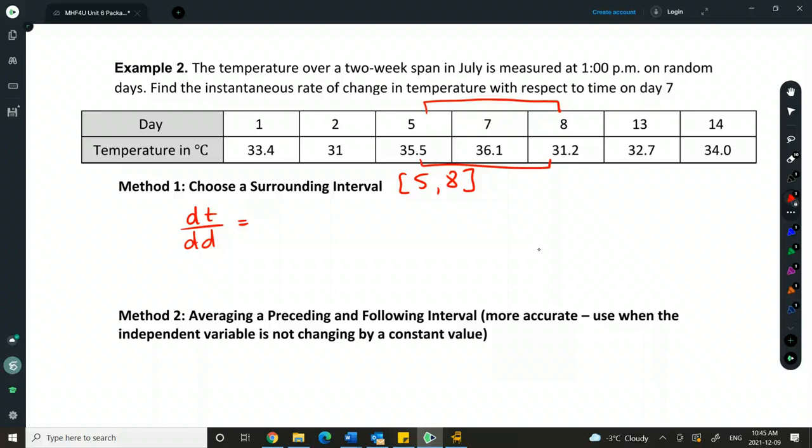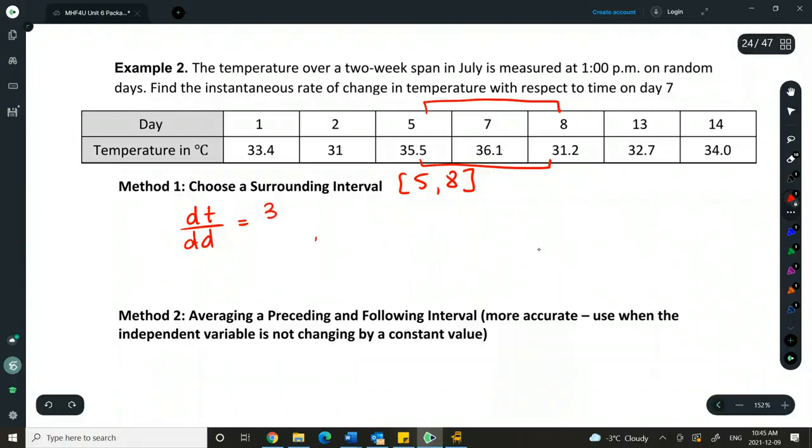And then I'm going to, oh, sorry, it would be the day with respect to temperature. Switch those. Time is the independent variable. No, sorry, I was right the first time. Never mind. Keep it the same. I'm thinking time is t. I'm getting confused. Okay, so change in temperature over the change in the days.